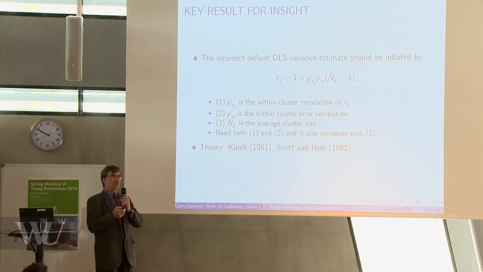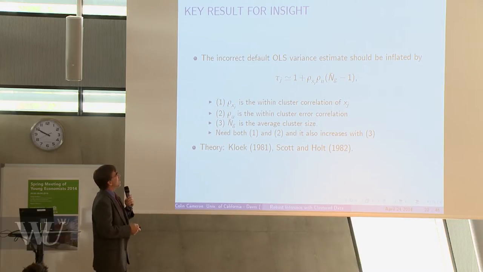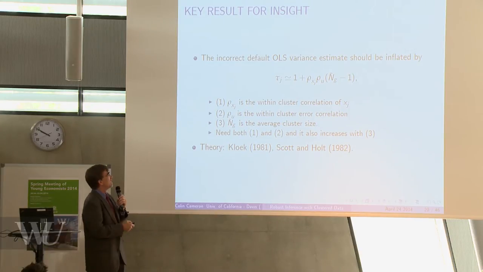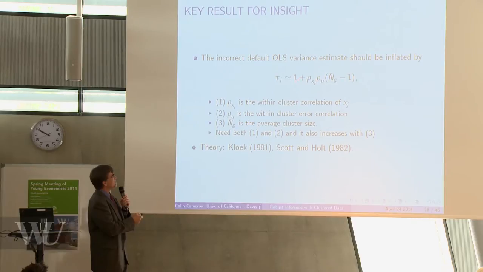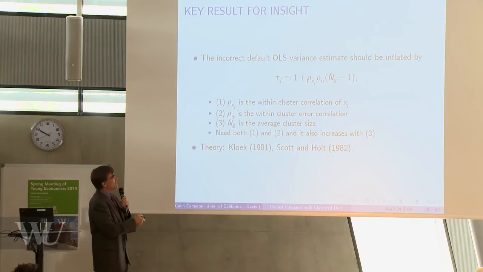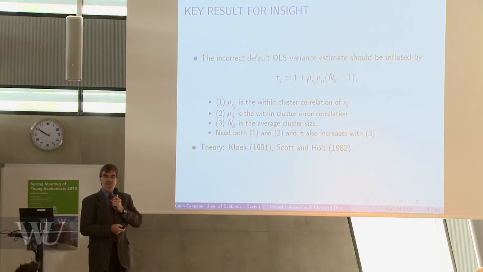The default standard errors, the S squared X transpose X inverse, sorry, this is the variance estimate, should be multiplied by this. So the standard errors should be multiplied by the square root of this. And it's 1 plus the correlation of the regressor of interest within the group times the error correlation within group times the average number of observations within each group.